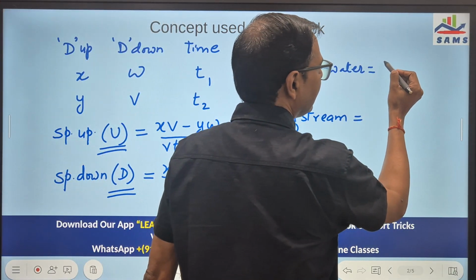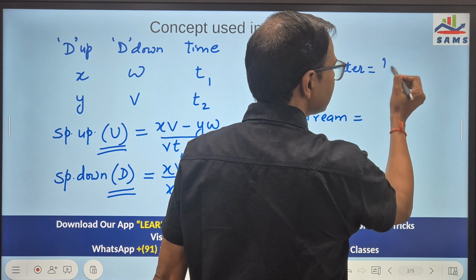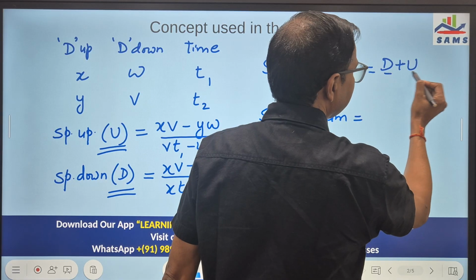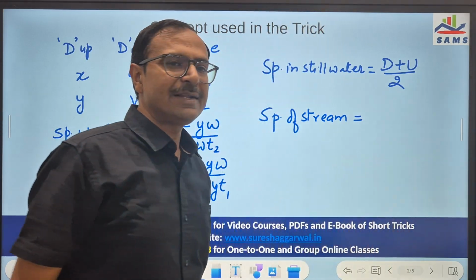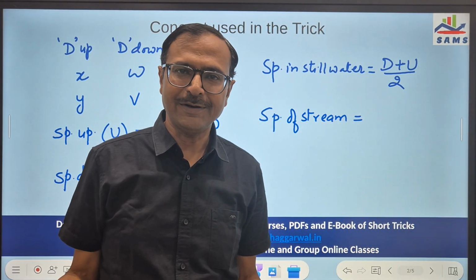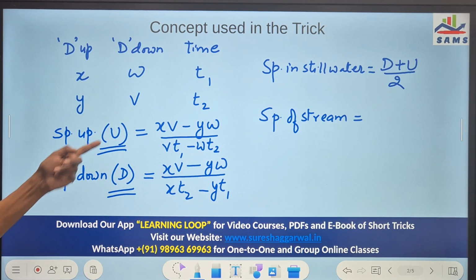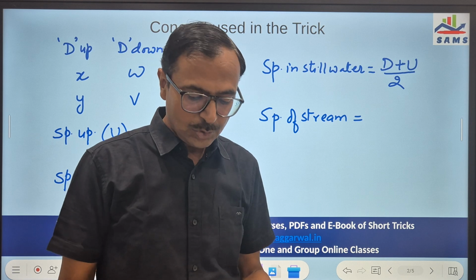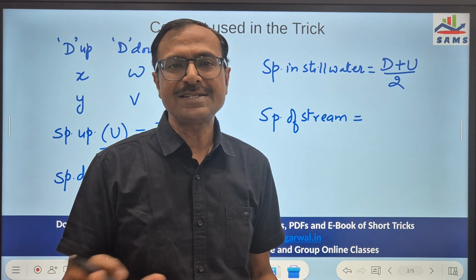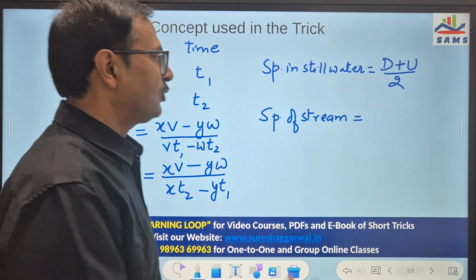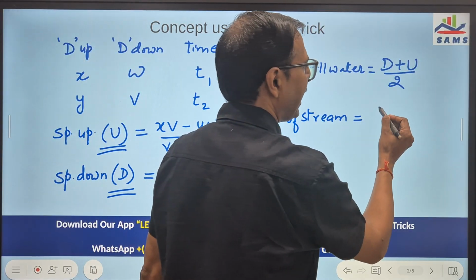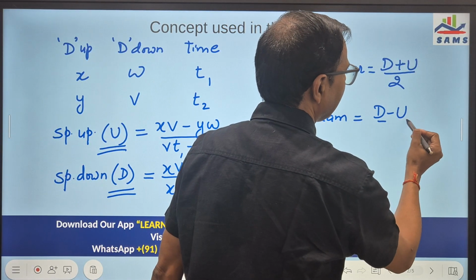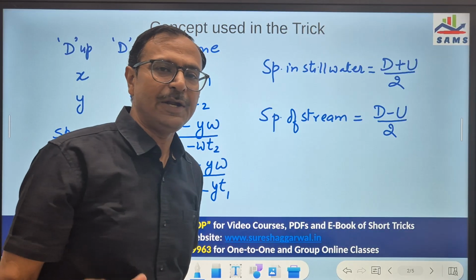Just add them, upstream speed plus downstream speed, and divide it by 2. You will get the speed of boat in still water. I have already told you how to find u and d. Now when you add d and u and divide by 2, you will get the speed of boat in still water. Likewise, if you have to find the speed of stream, in place of add, now subtract like this, and you will have the speed of stream.